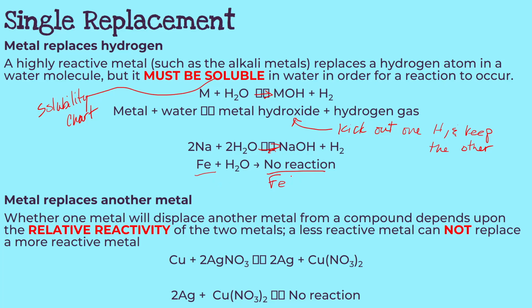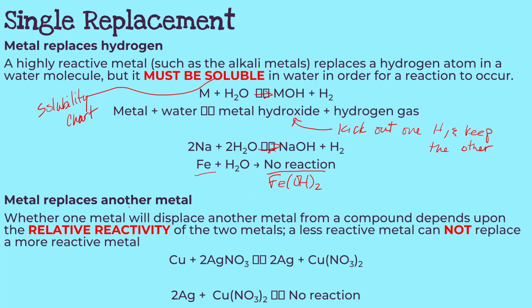The reason they're no reaction is because iron 2 hydroxide would be insoluble in water, or iron 3, either one of those. They would be insoluble, so that's why it's not going to react. And we'll take a look at some more things about this here in just a bit.